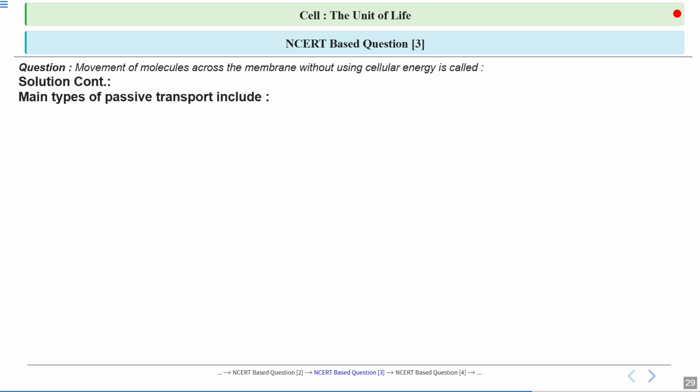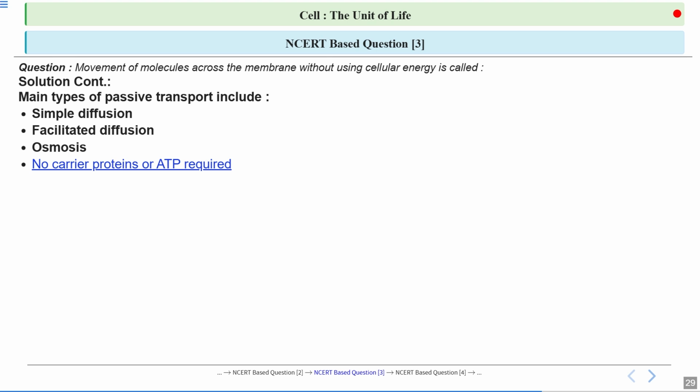Now, let's talk about this question. Main types of passive transport include simple diffusion, facilitated diffusion, osmosis. These are all passive transport. Clear? Here no ATP is required.